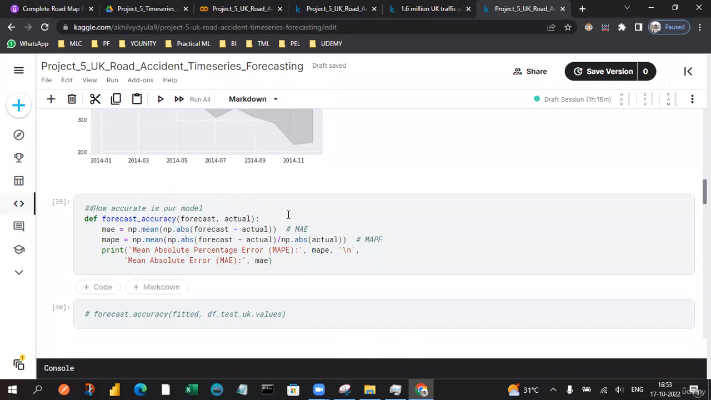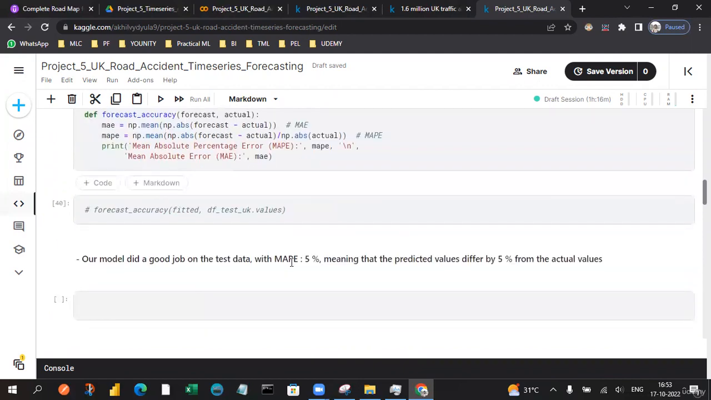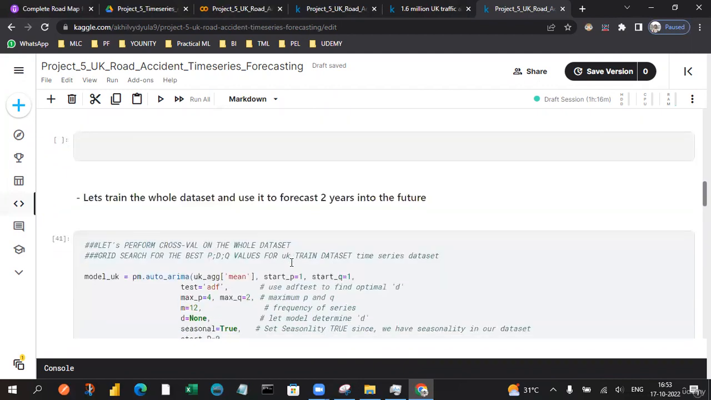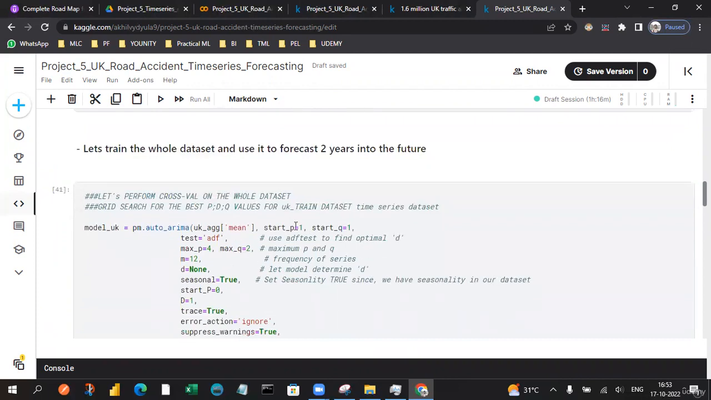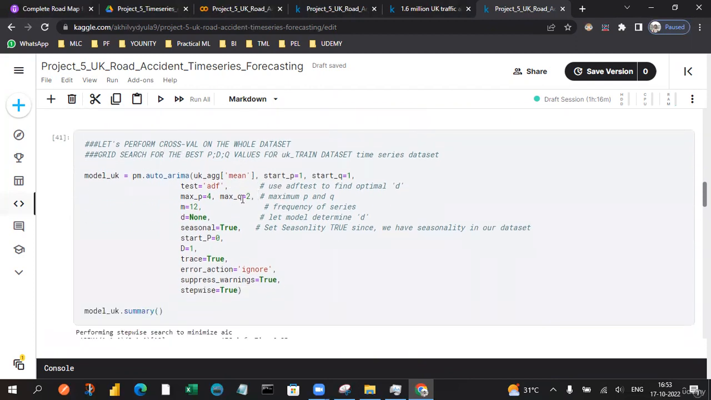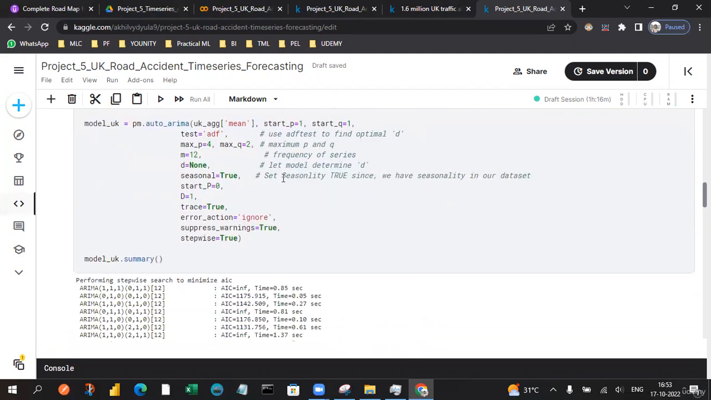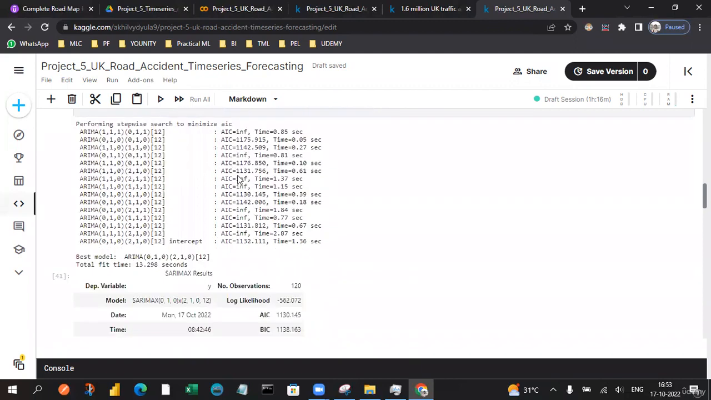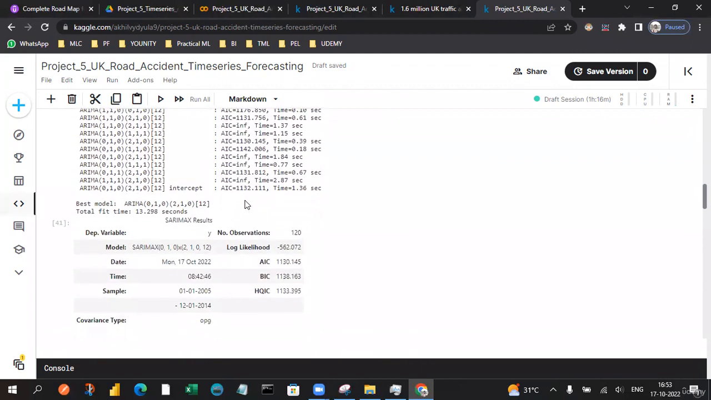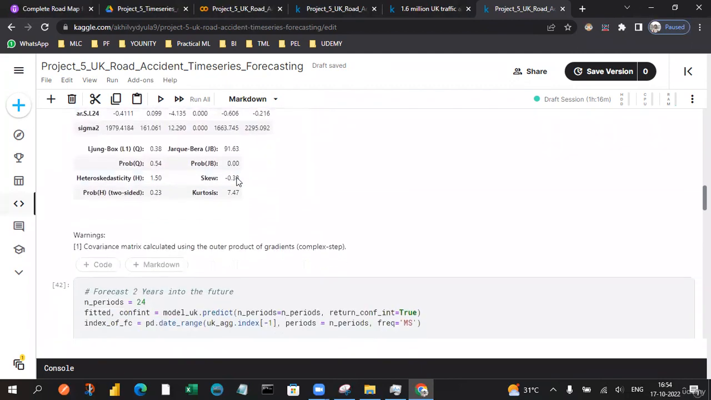So let's also try the evaluation metrics, the MSE value and also the mean absolute error. So we can derive the solution with the different plotting mechanisms. I'm also taking a max of 4 for P and a max of 2 for Q, with the frequency series D, and seasonality set to true. So let's try with this data set and also different P and Q values.